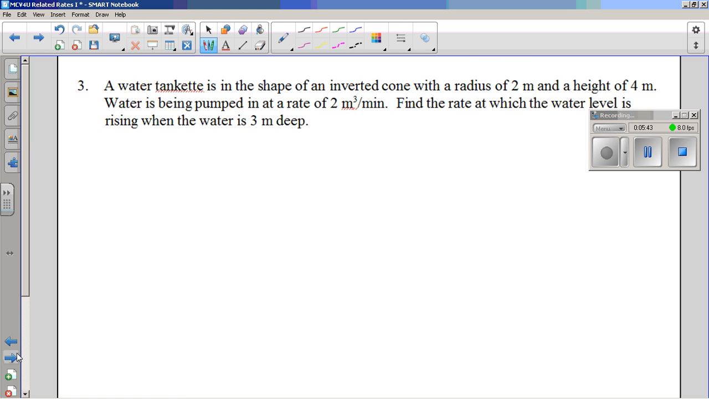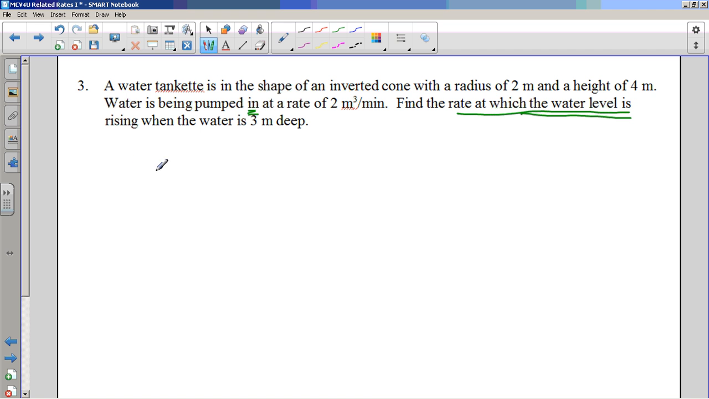Okay, last example. This is a fun one. A water tank is in the shape of an inverted cone with a radius of 2 meters and a height of 4 meters. Water is being pumped in, positive volume change. Find the rate at which the water level is rising when the water is 3 meters deep. There's our required.